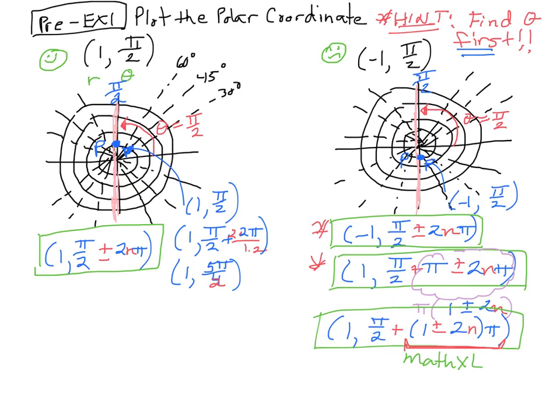So over here on this one, we change the sign of r, so it does not become -1. We keep our theta, but then we're going to add Math Excel's revolutions. So we have to add 1 plus or minus 2n, all of that times pi, and then you end your parentheses. So this is what Math Excel is going to accept.